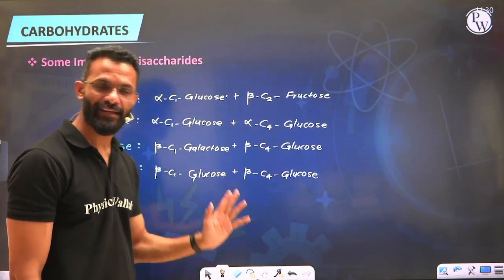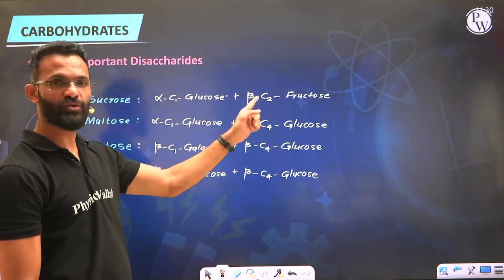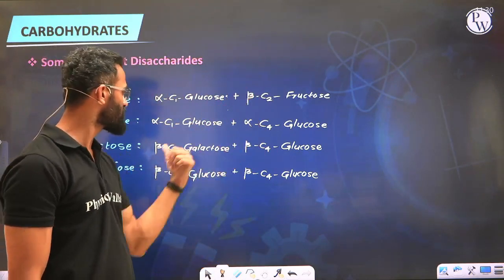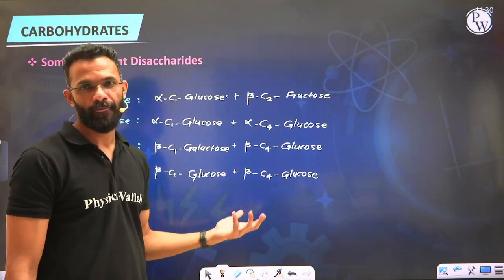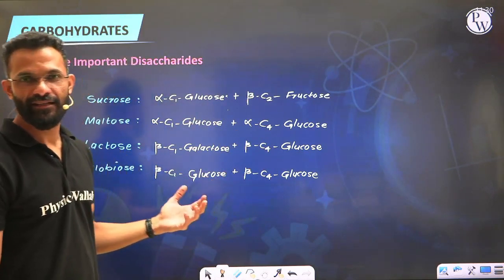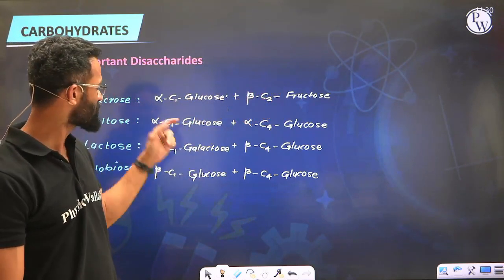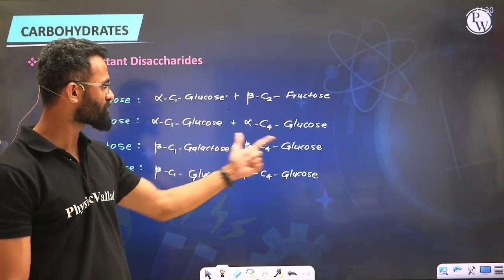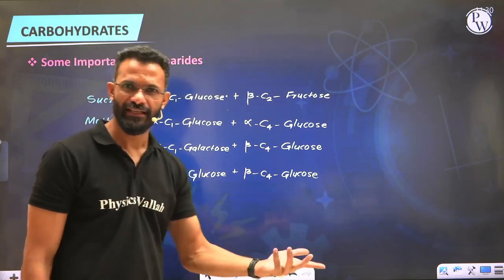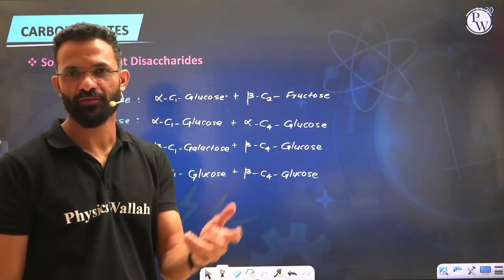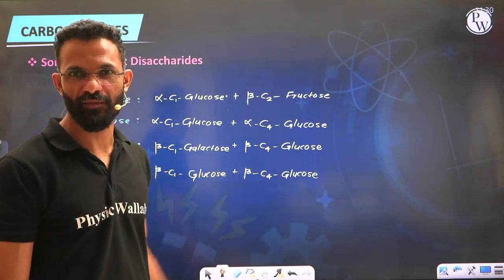Okay. Then only first we'll have C1, C2. Rest all are C1, C4, C1, C4, C1, C4. And then just know the monosaccharides: glucose, fructose for sucrose. Then glucose, glucose, galactose, glucose, and glucose, glucose. It's just a matter of a couple of minutes. If you spend 2 minutes on this writing, you will be able to remember.